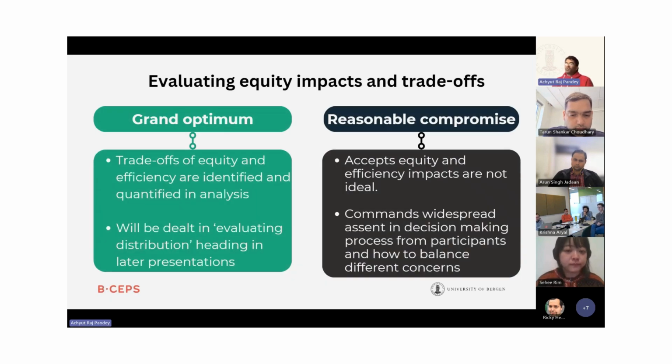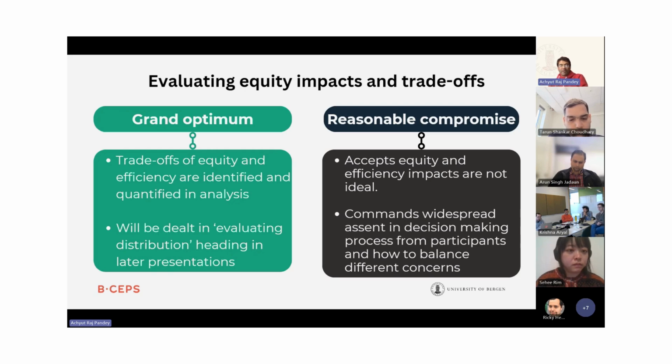And there are two approaches in evaluating equity impacts. One is the grand optimum approach and the other is the reasonable compromise. The grand optimum is a slightly more quantitative approach where we try to exactly quantify the equity and efficiency impact, and the resulting numerical figure guides our decision. I don't know the details about this particular grand optimum approach. That will be dealt with in a separate chapter under evaluating distribution.